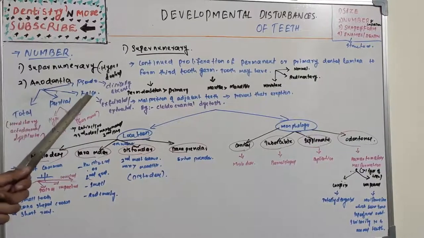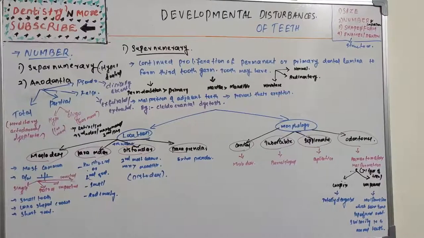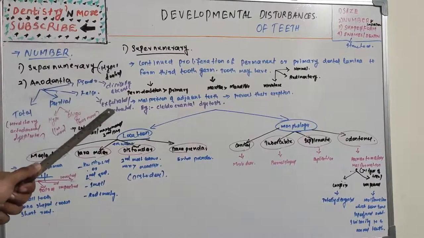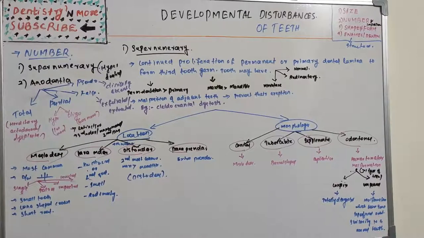Now we have false anodontia. False anodontia is when the teeth are missing, like exfoliated or extracted. In these two conditions, there will be false anodontia. Teeth will be missing when they are exfoliated normally, or if extracted for any reason. It could be dental caries extraction, it could be orthodontic extraction, or any other reason. If teeth are missing, we can say it is a false anodontia.